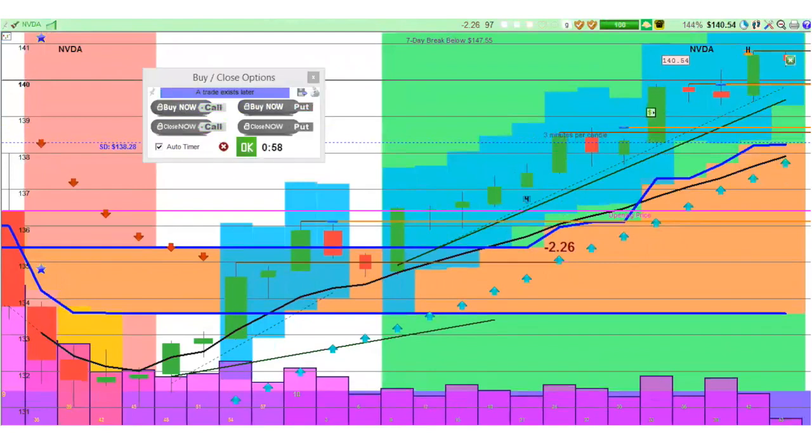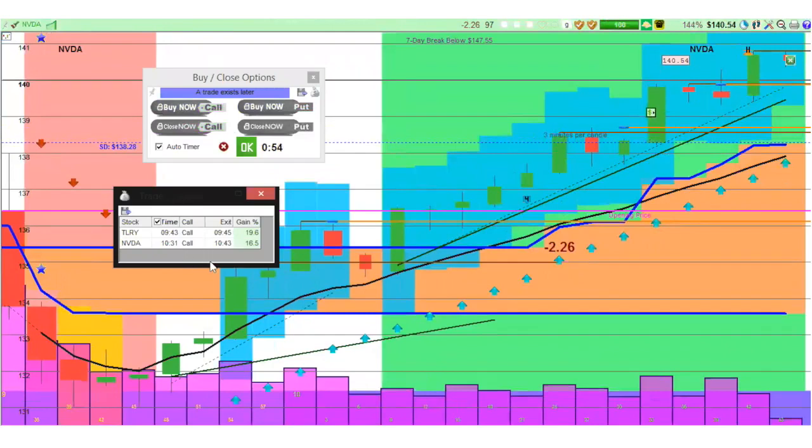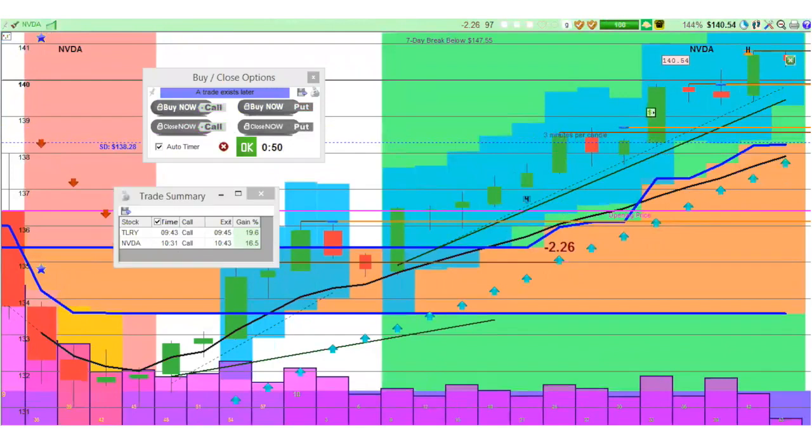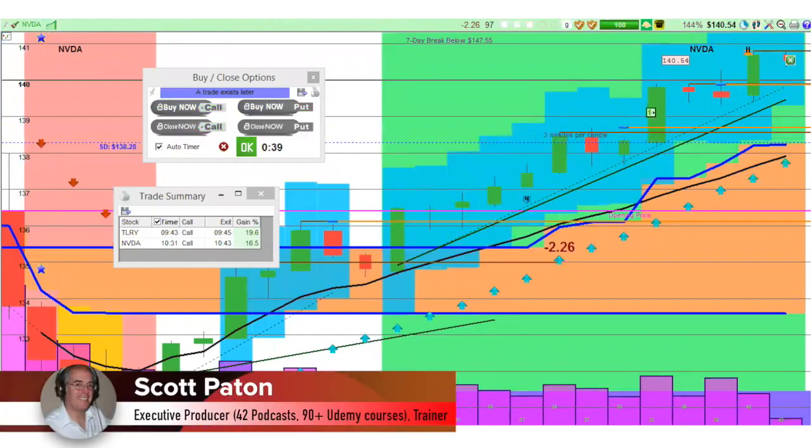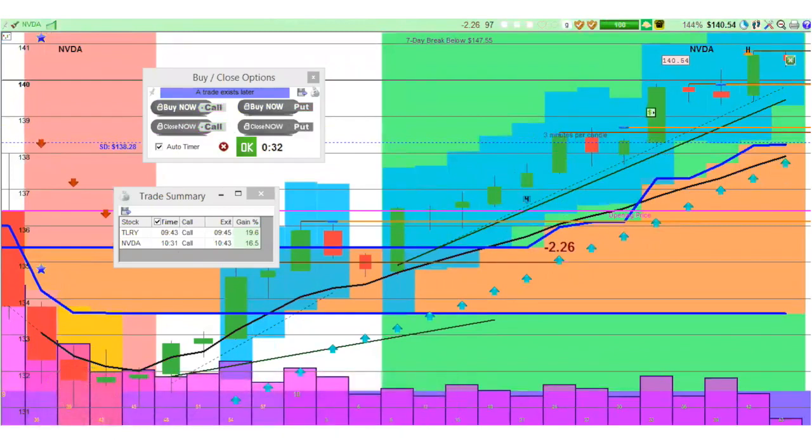Bring over the trade summary for the day. We had NVIDIA for 16.5% and TLRY just under 20% at 19.6. Awesome. So one was a 2-minute trade and one was a 12-minute trade. Looking pretty good. Exactly. You never know how they're going to shape up. You can just go off of their behavior and that's all you have to do. So watch the candle patterns and just react in real time.